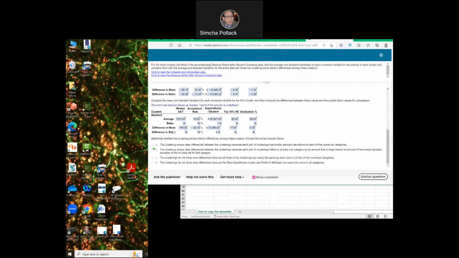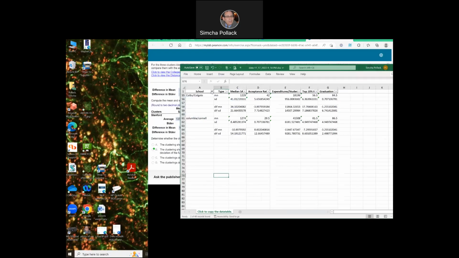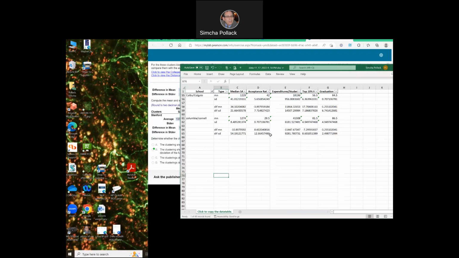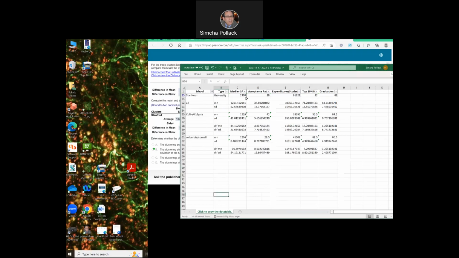Oh, maybe there was one more, Stanford. Oh, Stanford by itself. That was worth discussing. If there's only one Stanford, let's go back to this. All Stanford. Deselect all. Select Stanford. Good school. And we only have one row. Now there is a mean. The mean of one row would be 1370, etc.